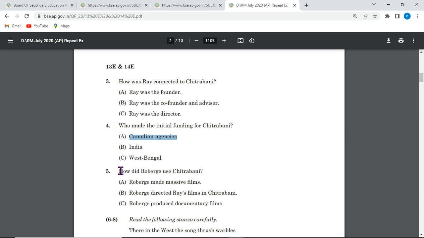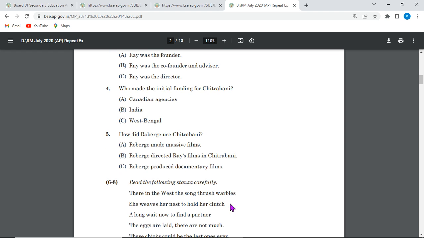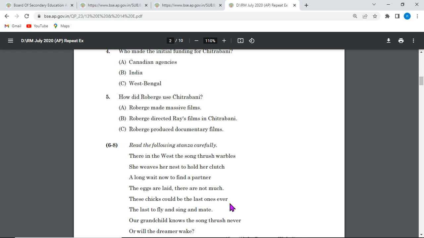How did Robert use Chitrabani? So answer is Robert produced documentary films. Like this we can answer the questions in this model question paper.